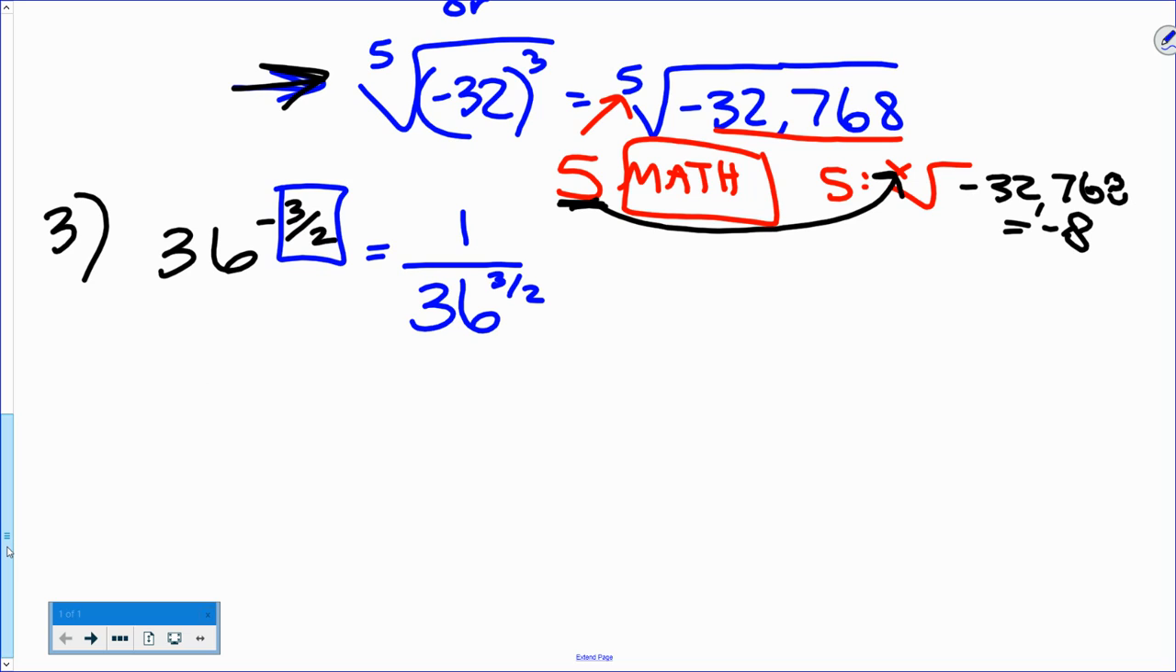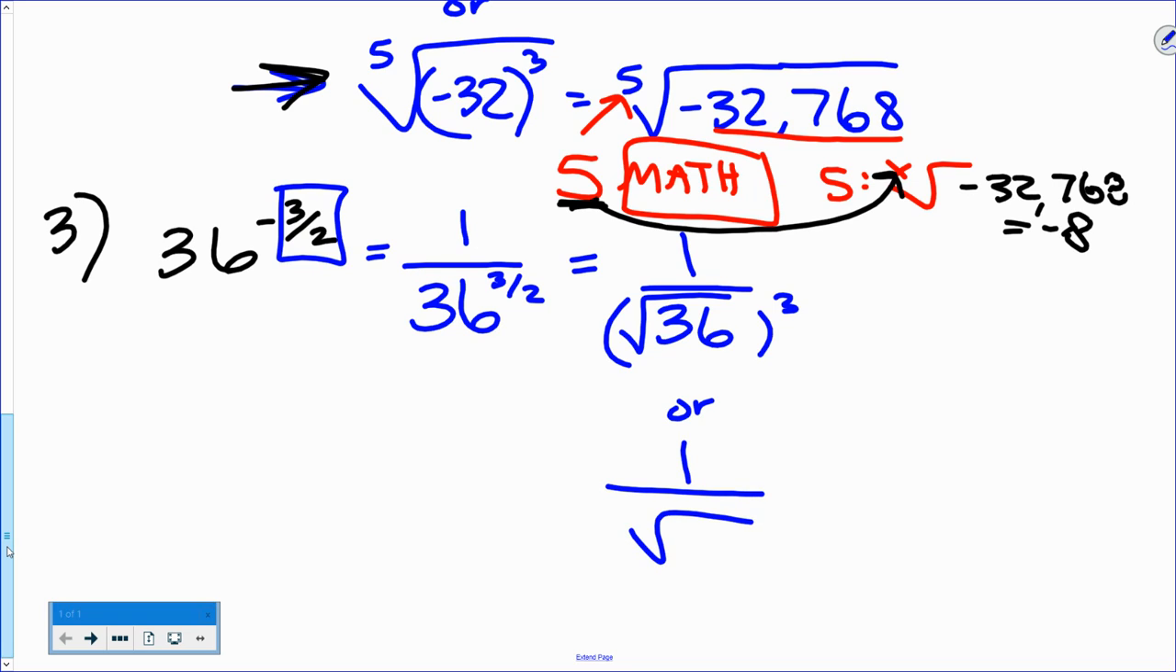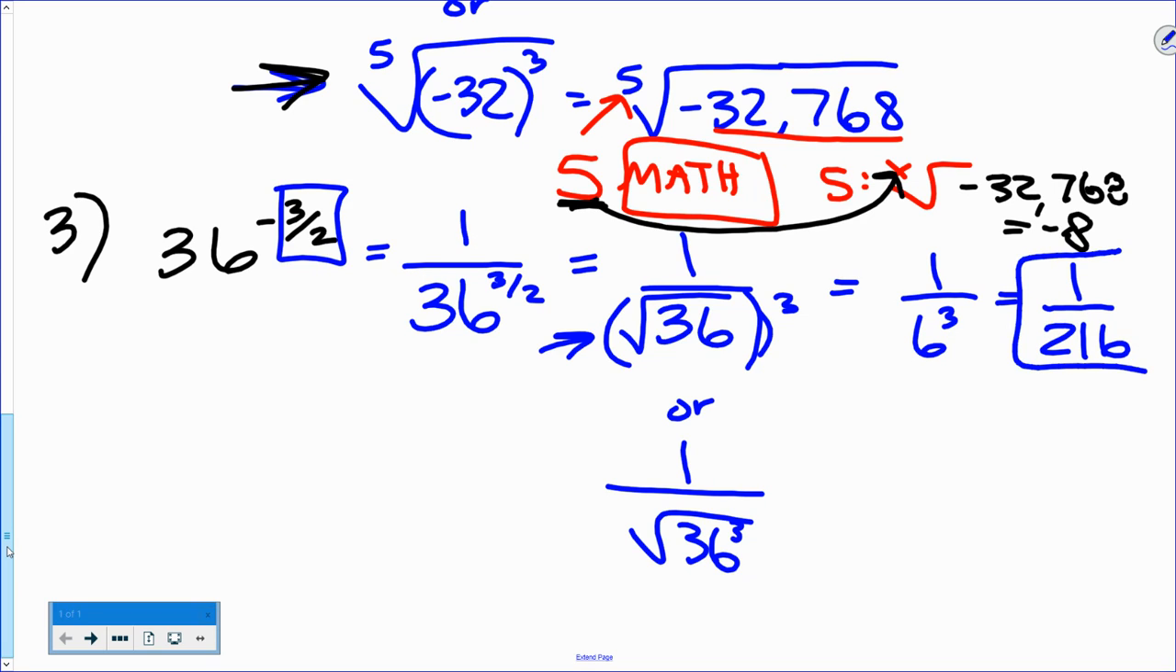All right. Okay, so over here, now let's think of that as the square root of 36 to the third power, or the square root of 36, and I'm raising that to the third power. So once again, I like this method up top better because I'm going to take the square root of 36, which is 6, raise it to the third power, and so I have 1 over 216. Math Excel will want you to write your answer as a simplified fraction.